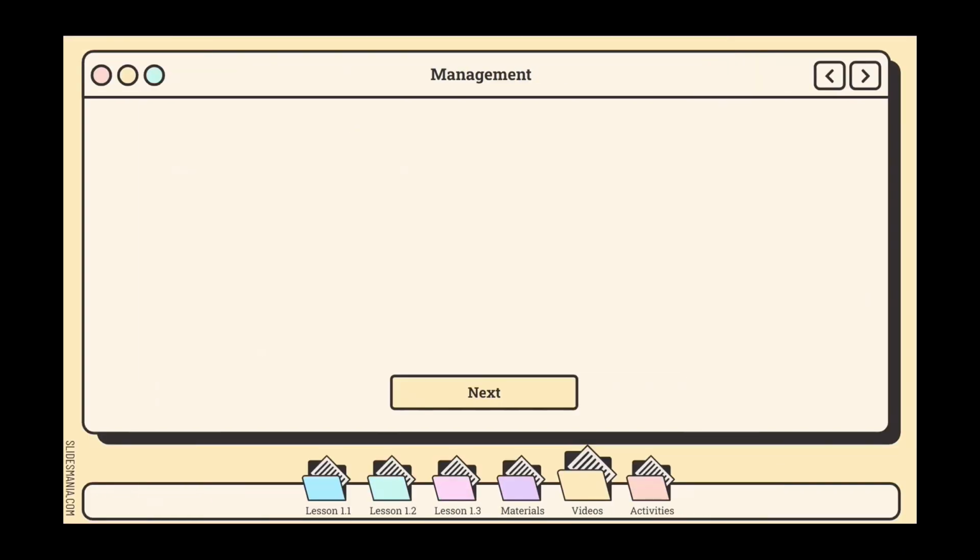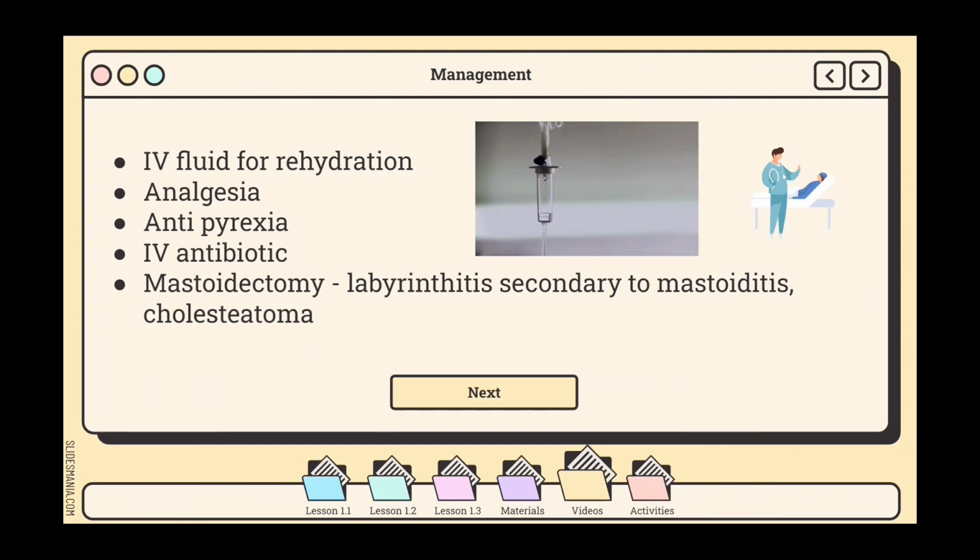For the management, we can give IV fluid for rehydration, analgesia, antipyrexia, and broad-spectrum IV antibiotics that can cross the blood-brain barrier to treat the underlying diseases such as severe allergic rhinitis and uncontrolled diabetes. For surgical intervention, we can do mastoidectomy for labyrinthitis secondary to mastoiditis and cholesteatoma.